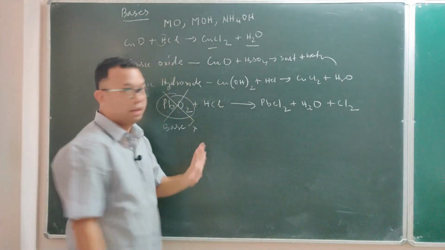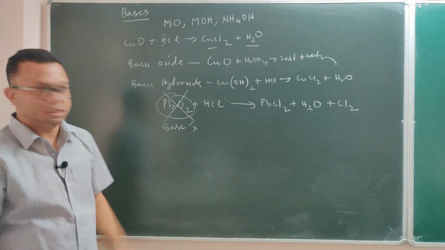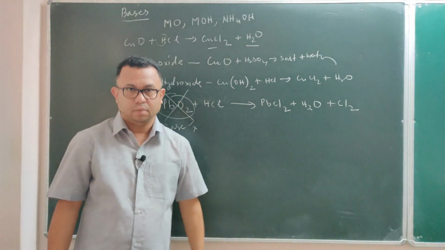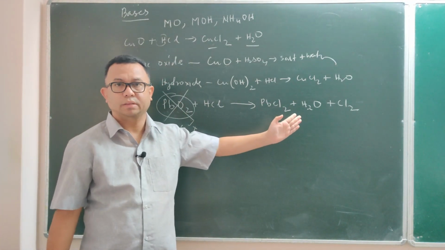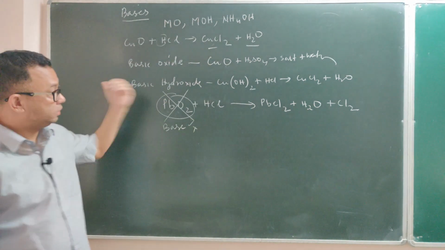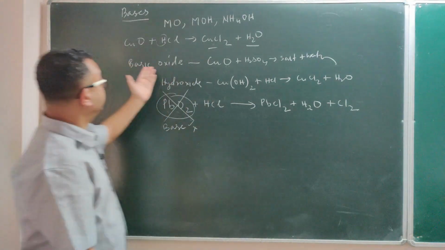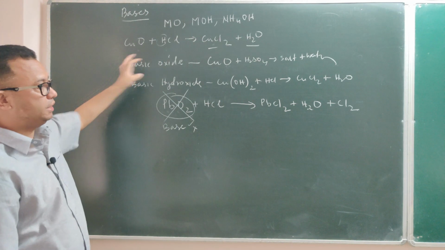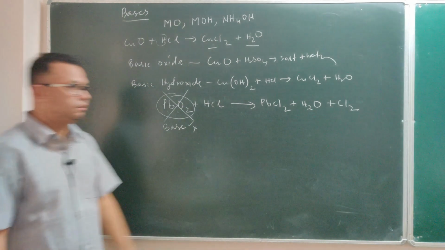So that is why don't think that all metallic oxides are bases. Here is one example of metallic oxide. Even though it is a metallic oxide, it is not a base because it is not fulfilling the criteria of a base. This is what is about acid. Acid we have finished. This is what is about base. So definition of base. Then again I categorize base as basic oxide and basic hydroxides.